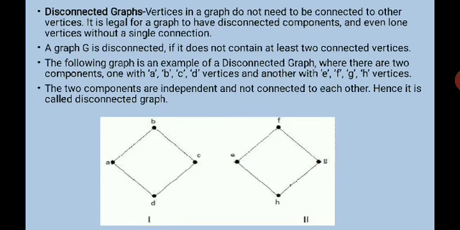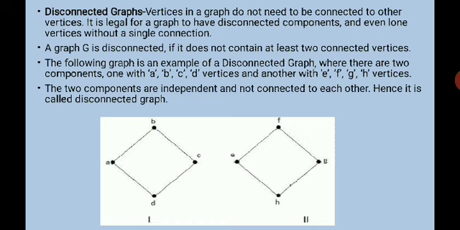Okay, then comes the disconnected graph, the last one. If any two vertices in the graph are not connected, then it becomes disconnected. Here A, B, C, D are connected, E, F, G, H are connected, but C and E are not connected. So it becomes a disconnected graph, because these two vertices are disconnected from each other and there's no path that can go from one to the other. Vertices in a graph do not need to be connected to other vertices. It is legal for a graph to have disconnected components, and even a lone vertex without a single connection. A single vertex without any connection is also a disconnected graph, right?